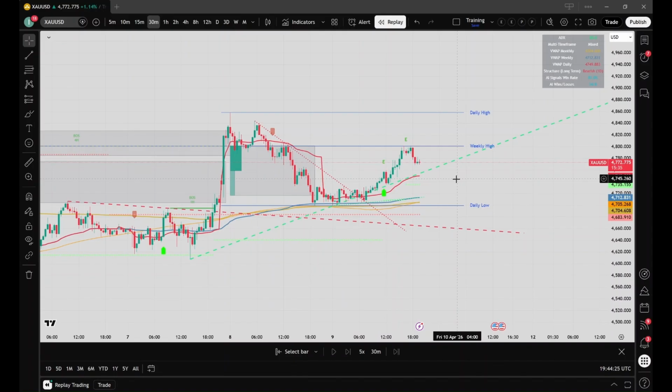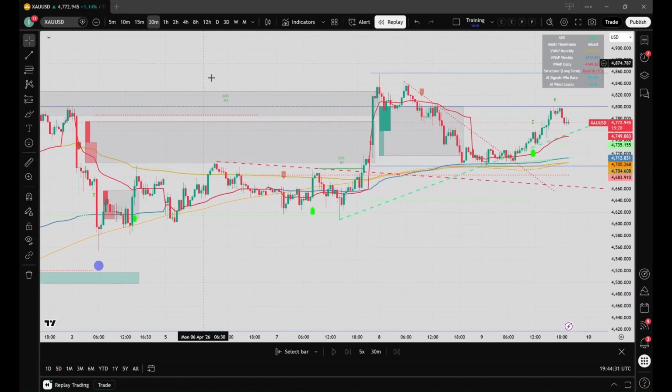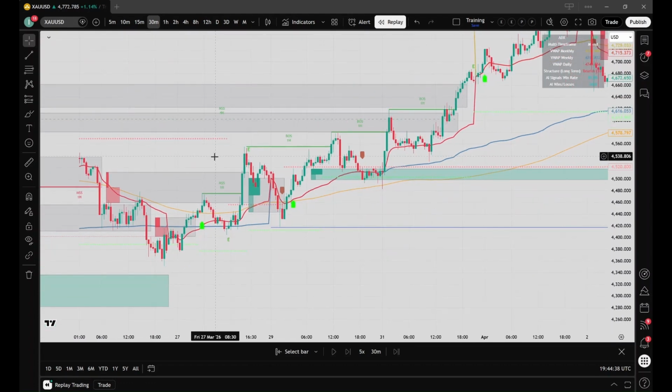Now, we've covered that, so let's move over to market structure. As you can see, you've got break of structures, BOS. You've also got market structure shifts, MSS. Now, market structure basically tells you who is in control, buyers or sellers. Is it a bullish flip? Is it a bearish flip?